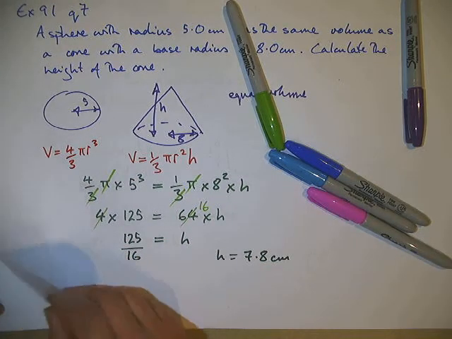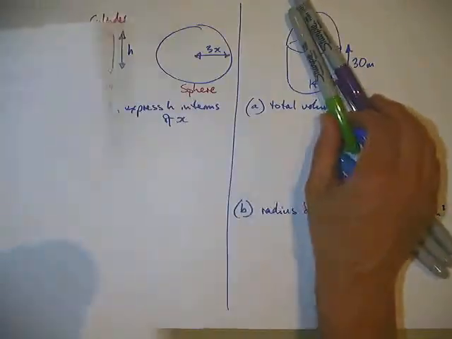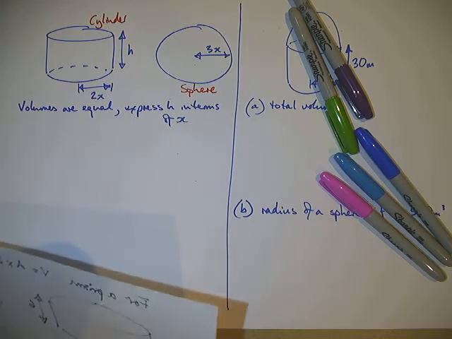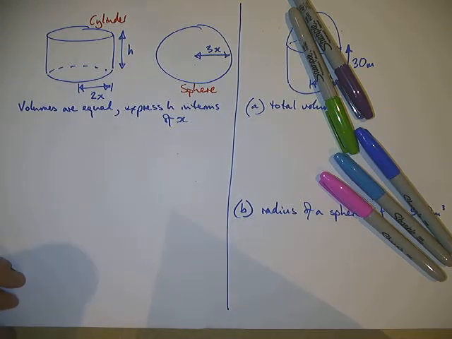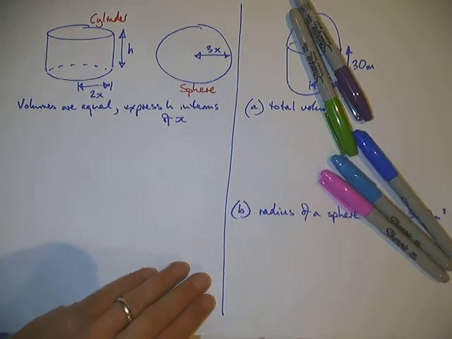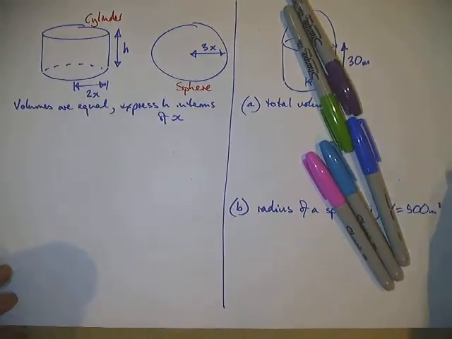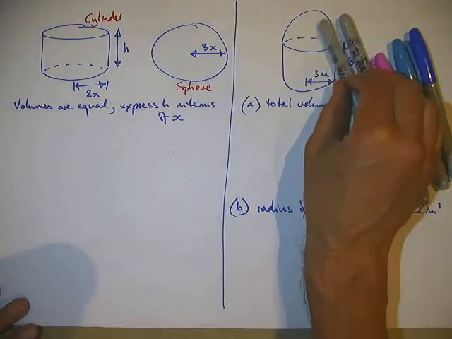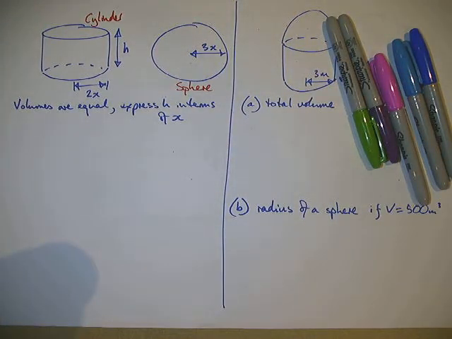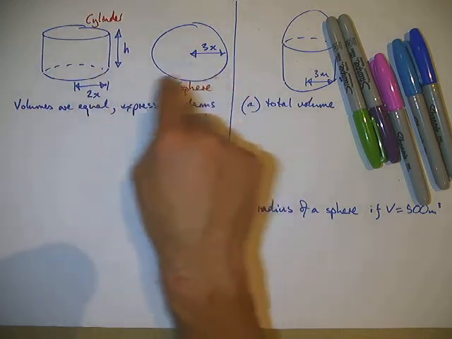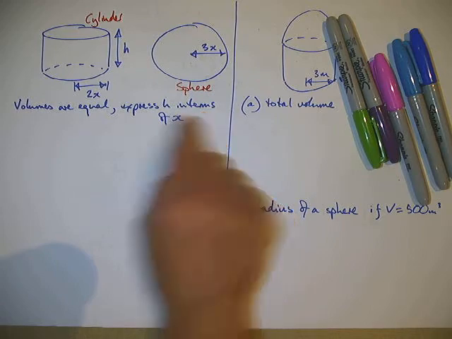The other one I wanted to do was the pair of exam questions, which are these two. I'm going short of paper now, so I'm just going to put my page underneath so the Sharpie's not going through to the clean paper. Right, so we've got 2 exam questions, which were these two. The volume of this cylinder is equal to this sphere. Express h in terms of x.